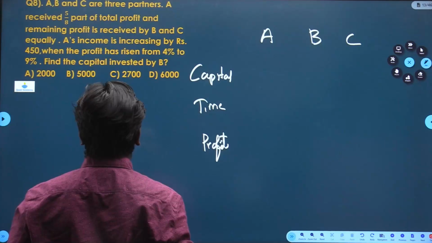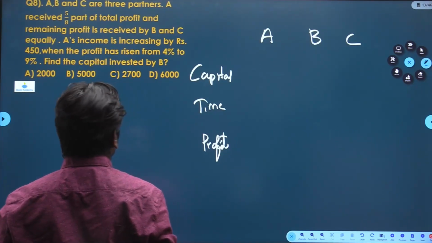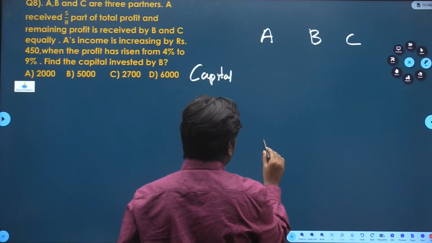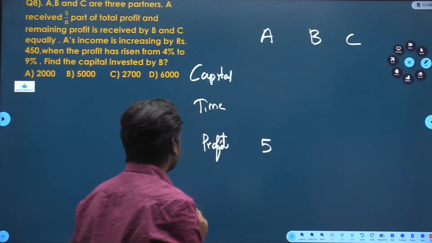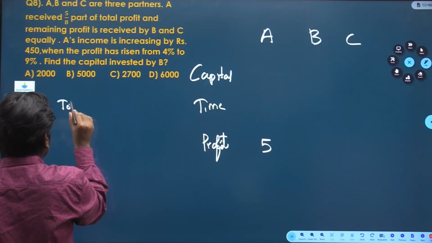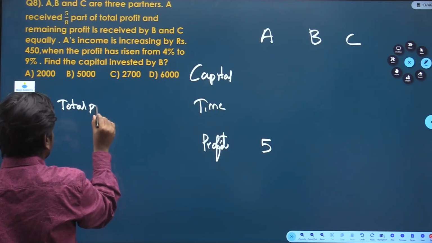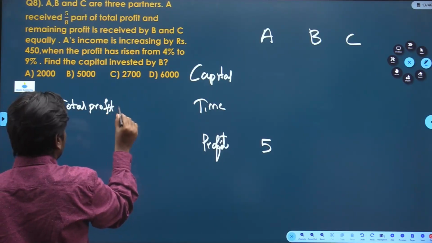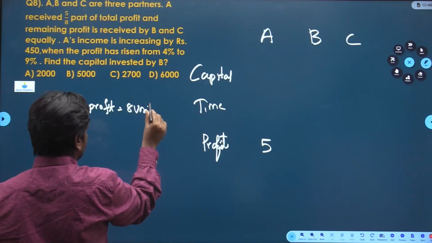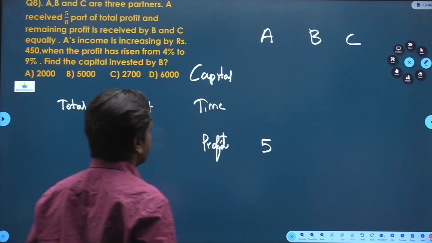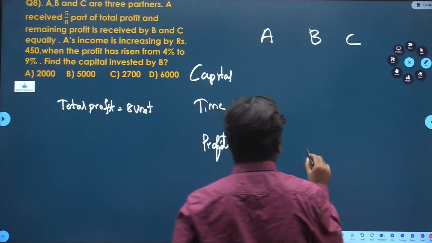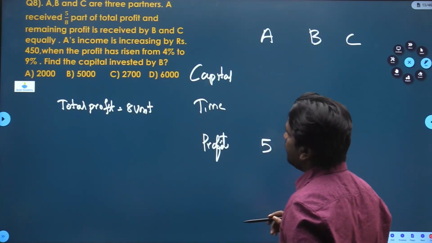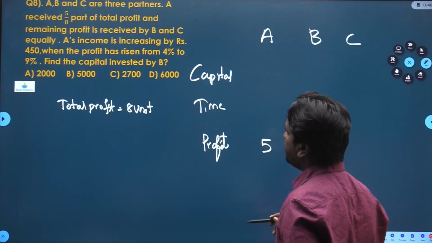A received 5/8 of the total profit. So the total profit is 8 units. If you assume total profit, so 5 goes to A, then the remaining 3 are equally shared by B and C.